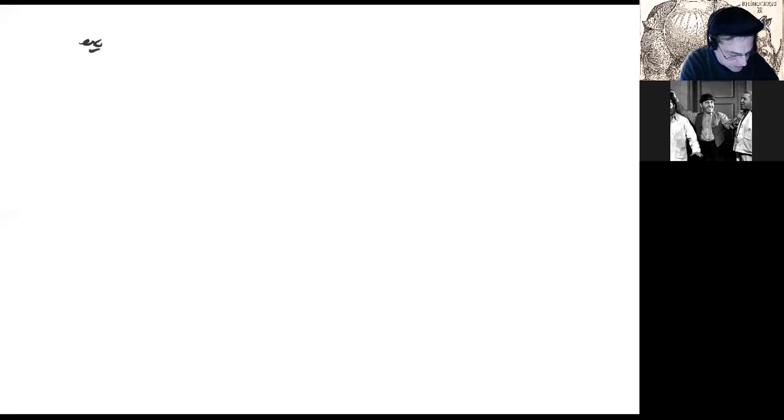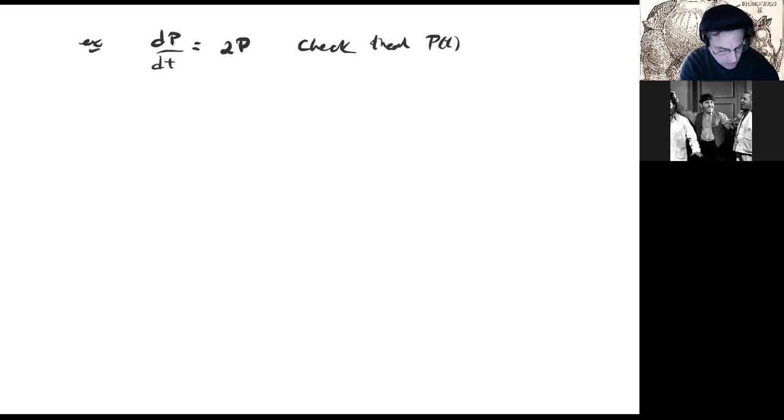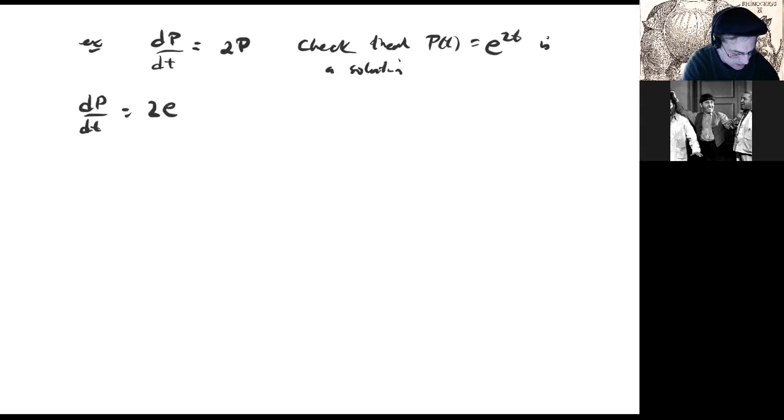Suppose we have exponential growth, dp dt equals twice p. Let's check that p of t equals e to the 2t is a solution to this equation. Well, how do you check it? Taking the derivative of e to the 2t, you get twice e to the 2t. But if p of t is e to the 2t, this is twice p, so the original equation checks out. So this is a solution.